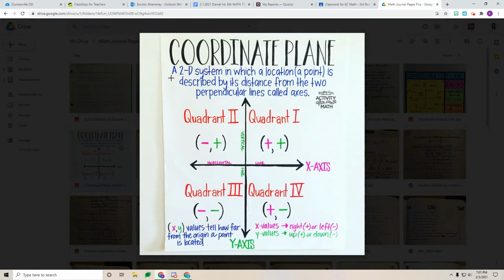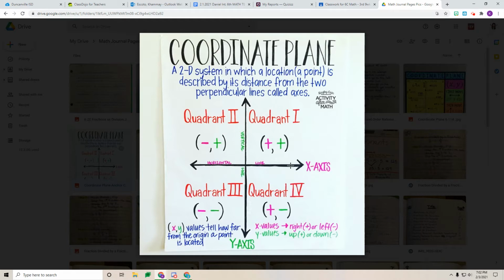All right, it's a 2D system, in which a location or a point is described by its distance from the two perpendicular lines called axes. Okay, so most of you are used to hearing that we give you two numbers, a number, comma, another number, and we tell you to put a dot where that point is.